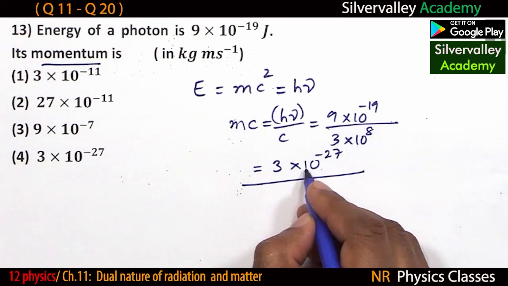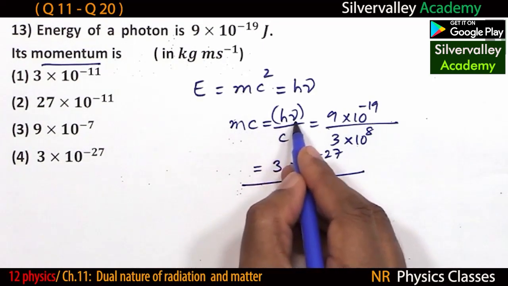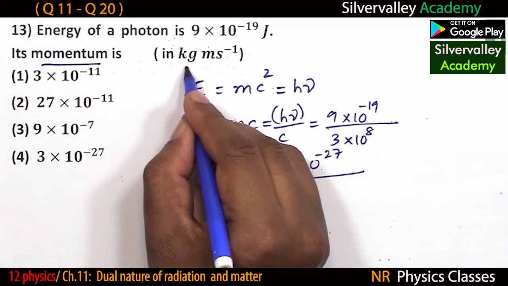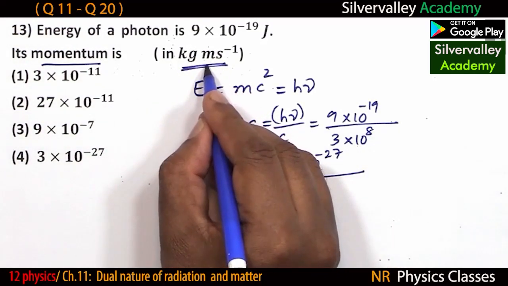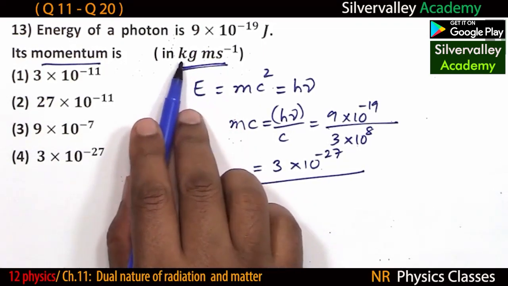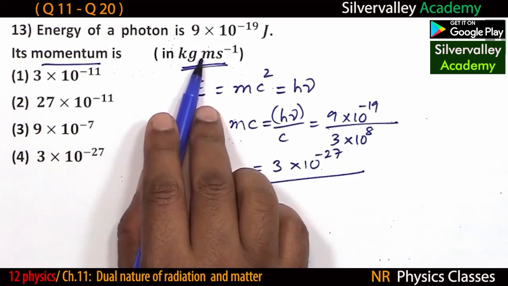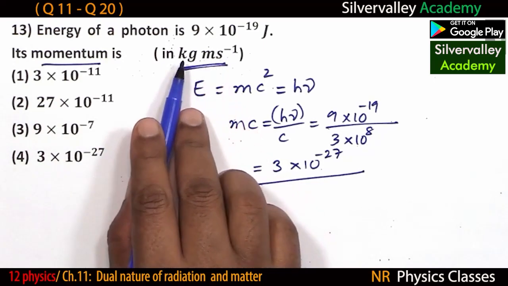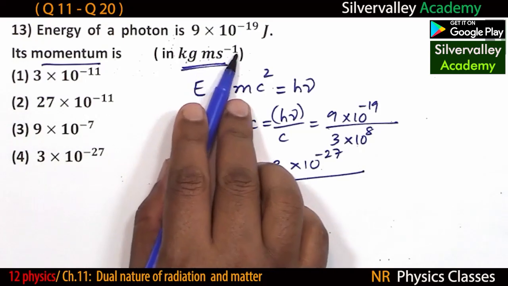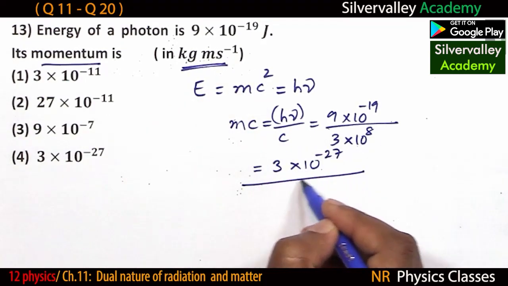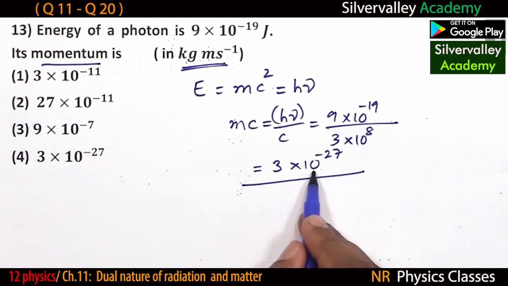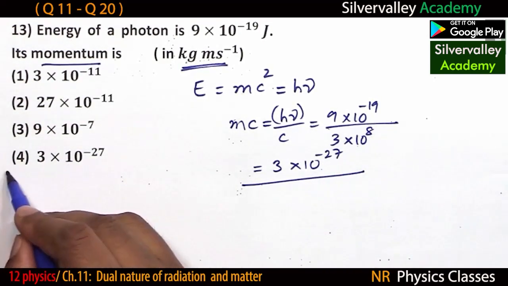So this is momentum. Since these two are in SI units, they should be in kg meter per second. So also check the SI unit. Sometimes in between CGS unit is used, like kg centimeter per second or gram meter per second or gram centimeter per second. That time we have to modify this suitably. Okay. Now this is 3 10 power minus 27.